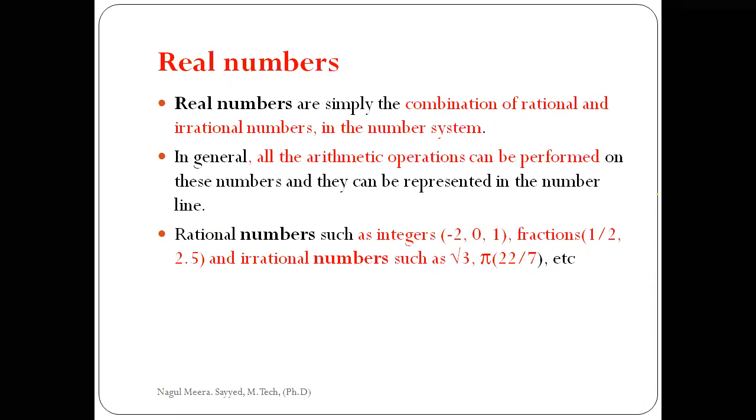Real numbers are the combination of integers, those are positive, negative, or zeros; fractional numbers, nothing but 1 by 2, 2.5, 3.5, these types of point numbers; and also irrational numbers such as root 3 and 22 by 7. These all are irrational numbers. So simply, real numbers are the collection of integers, rational numbers, and irrational numbers. This is about our real numbers.